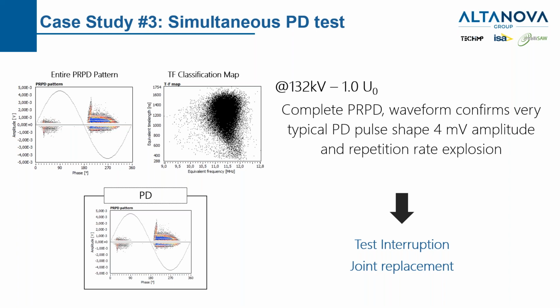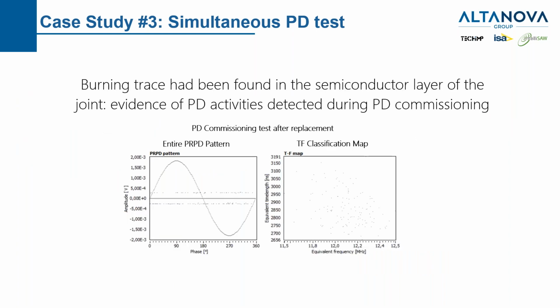As per case study number 1, test interruption and joint replacement in this case. After we replaced the joint, we were able to check that everything was perfect. And if you see, thanks to the permanent sensor installed, the background noise in the middle of the cable is half a millivolt. It is a very low level that we have reached.